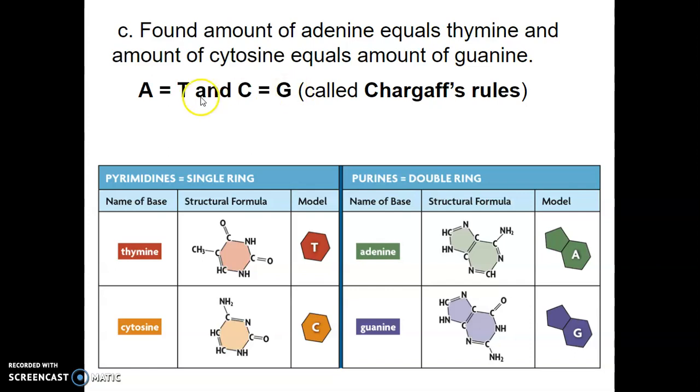Okay, I'm going to give you a really good thing, and this is why you need to watch the videos. How do we remember that adenine and thymine go together? Apple in the tree, car in the garage, okay? Adenine and thymine go together, apple in the tree.